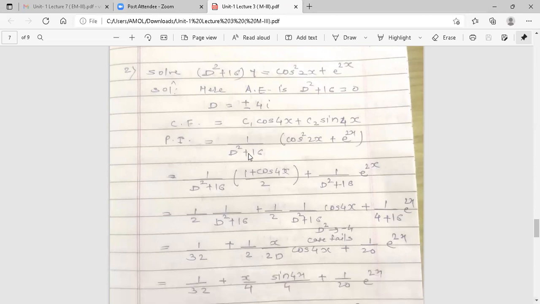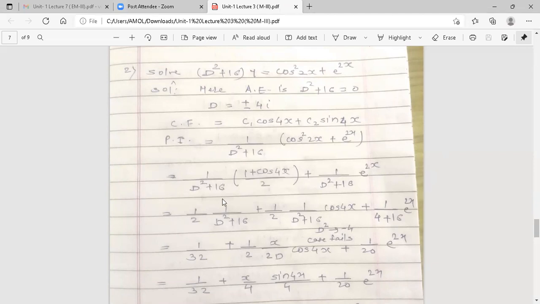Now PI, how to find the PI? Phi of D is D square plus 16. So 1 upon D square plus 16 into the function cos square 2x plus e raised to 2x. Separate both the terms. So 1 upon D square plus 16 into cos square 2x. We have written here the formula for cos square 2x. The formula is 1 plus cos 4x by 2, the double angle formula. And e raised to 2x as it is.